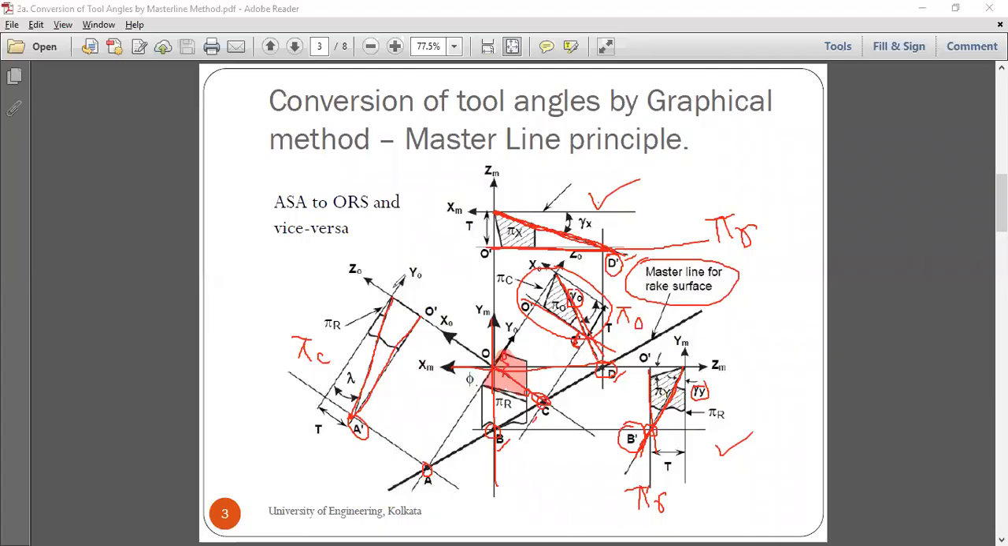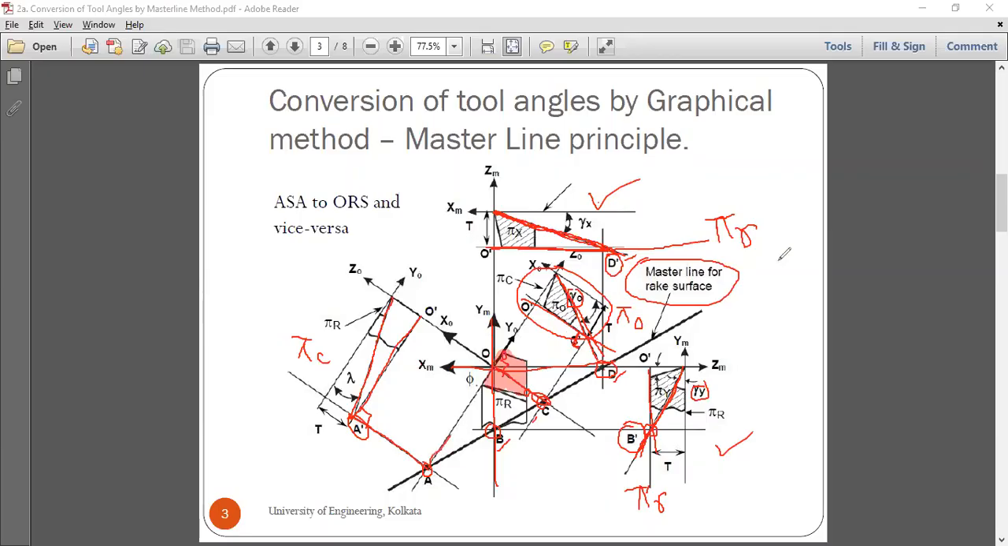Again, if you are viewing the pi c plane, that is the principal cutting plane, if you take a view on the pi c plane, you will get this inclination angle. And again, if you extend this inclination angle till the baseline, you will get this point A dash. If you draw a perpendicular to O dash A dash, you will get a point A on this master line, which again intersects with this line of the principal cutting edge, right?